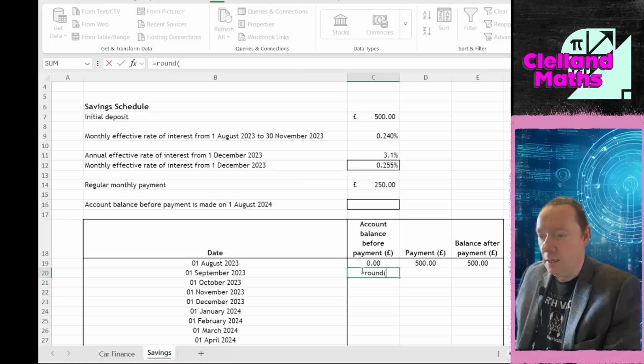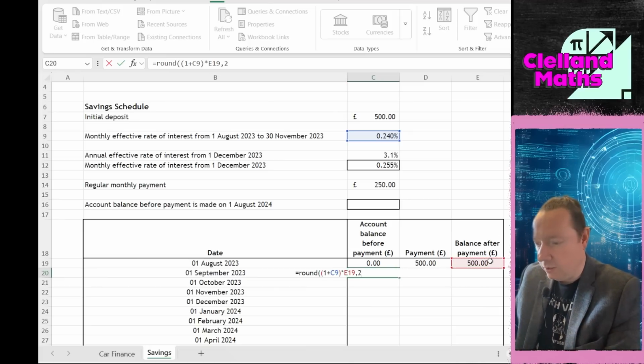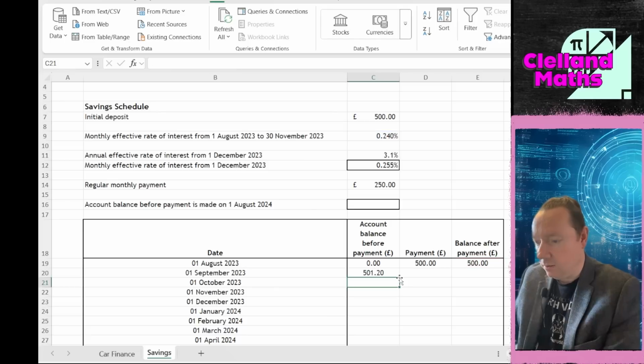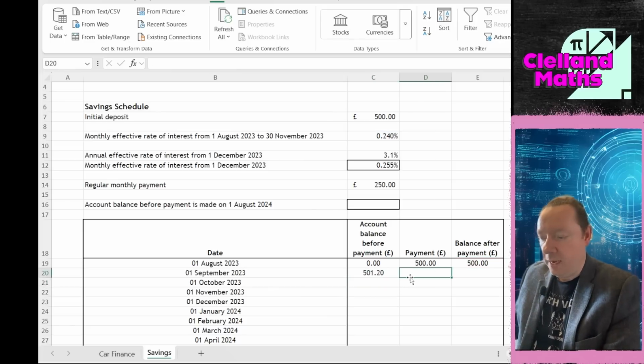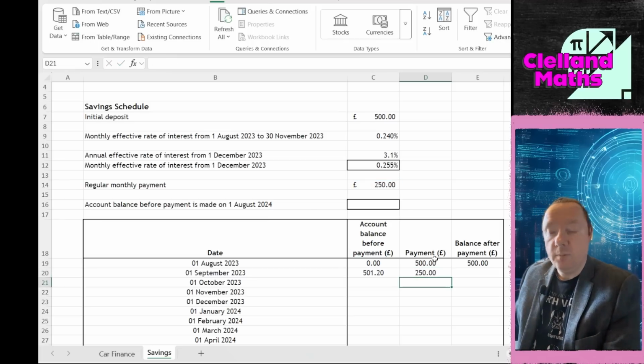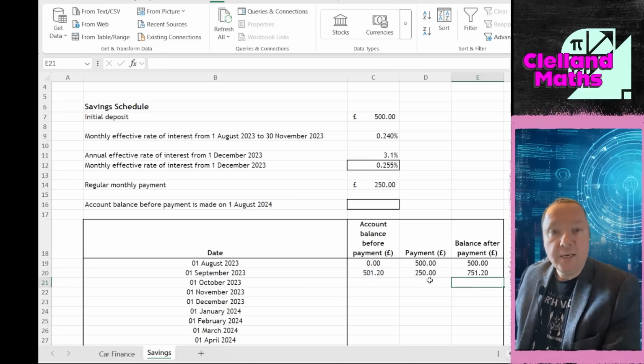So round. And how do I add on interest? Well, I'll just put a 1 on it. So 1 plus this times the previous balance to 2 decimal places. And now make sure you dollar the correct amount. C9's outside the table, so F4 that, and press enter. 501.20. The payment is equal to always 250, and that's always dollared. So his balance immediately after the payment is simply this box plus this box. And then we can drag that down, but not too far.